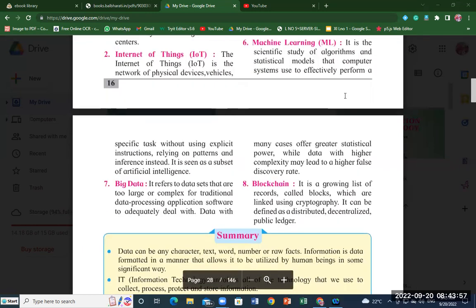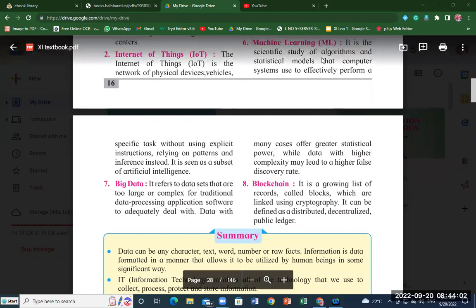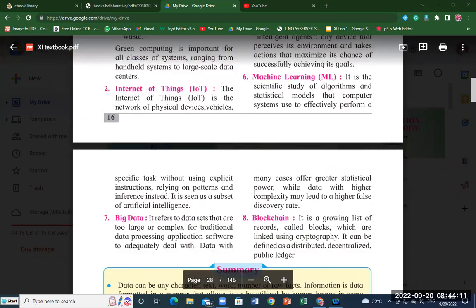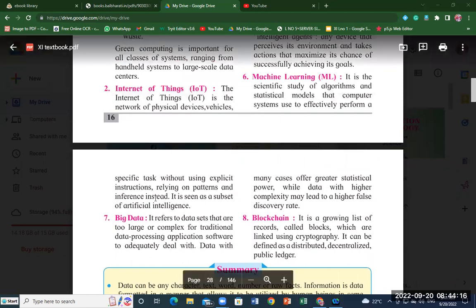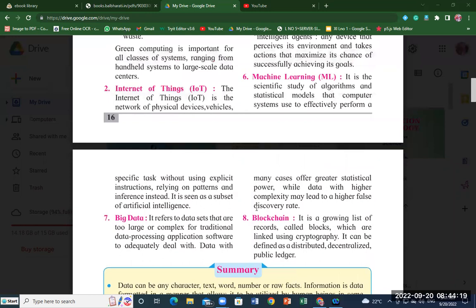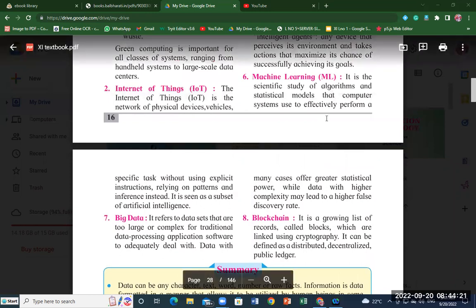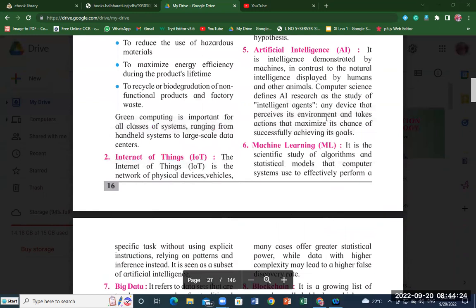What is ML? ML is machine learning. It is the scientific study of algorithms and statistical models that a computer system uses to effectively perform a specific task without using explicit instructions, relying on patterns and inference instead. It is seen as a subset of artificial intelligence. If I say AI and ML, they are similar, but AI is an advanced version and ML is just a small subset of AI.